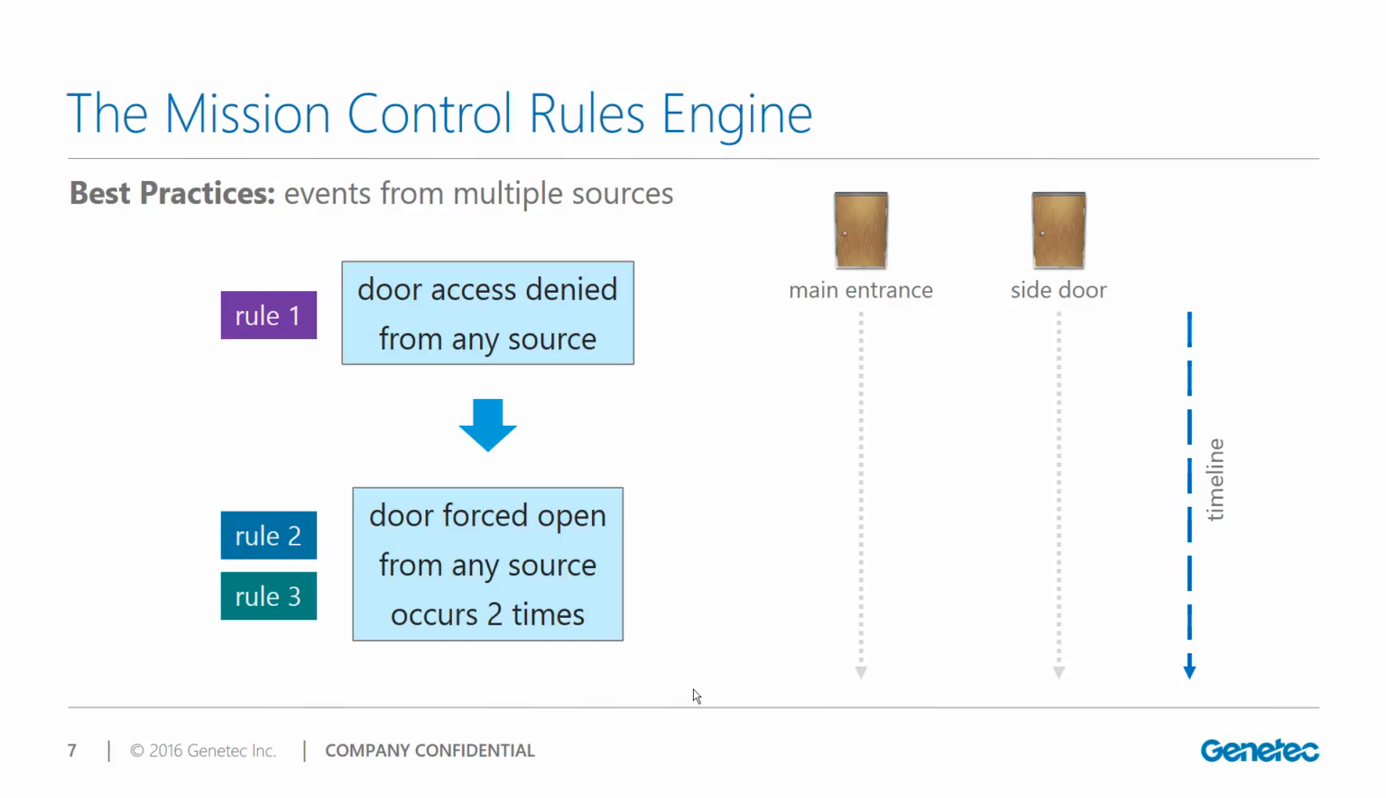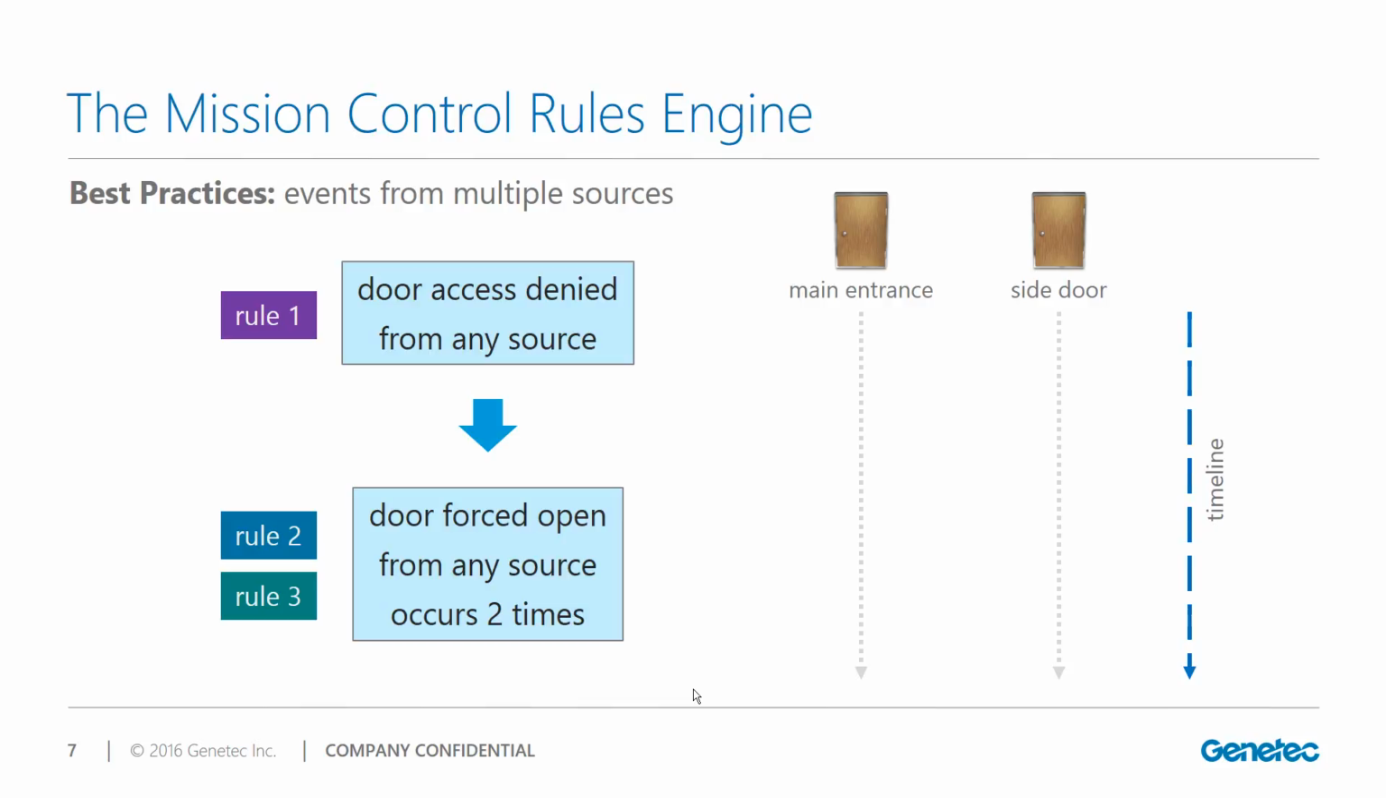Then if we want to trigger the incident, we also want to get a door forced open that occurs twice. We're going to count this as rule 2 and 3 because we need the rule to pass twice in order to trigger the incident. So in our scenario, if we're looking at the main entrance, if we get a door access denied, then we get a door forced open on the main entrance, and then we get a door forced open again, we want to trigger the incident.